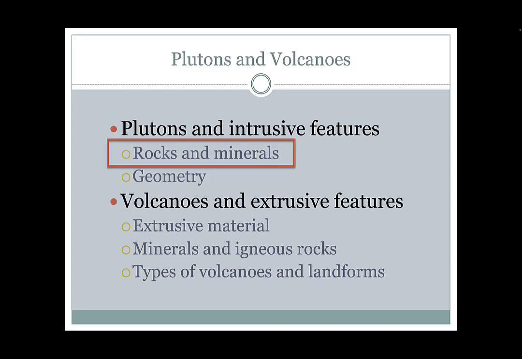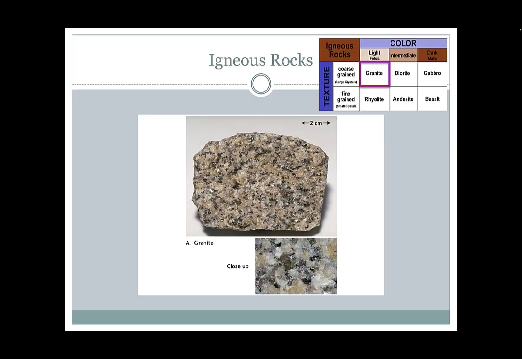Let's talk about the rocks and minerals that we might find associated with plutons. Let's start out with the actual pluton itself, which would contain igneous rocks. So igneous rocks are simply rocks that form from a molten magma, and as the molten magma cools, it forms all of these different minerals that come together to form an igneous rock.